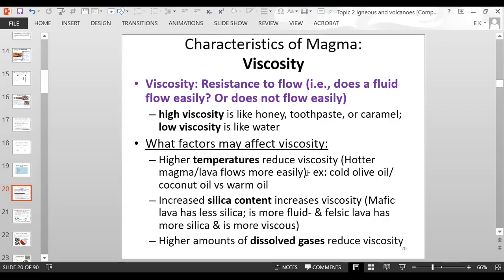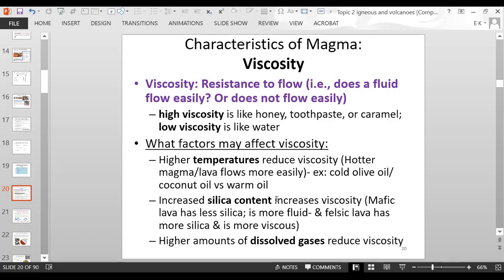If you've ever seen coconut oil or olive oil, when they're cold, they don't flow as easily, but when they're warmer, they will flow more easily. So temperature will affect viscosity.